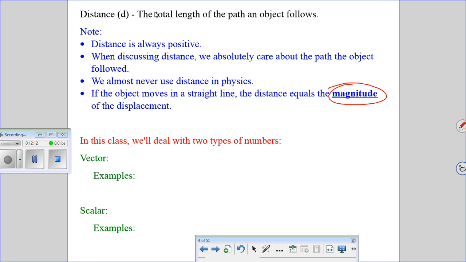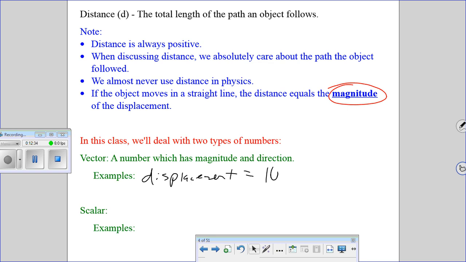Okay, which brings us to this next idea. In this class, we're going to deal with two different types of numbers. So let me just show you what the two are. A vector is a number that has both magnitude and direction. So examples are displacement, right? You can say your displacement is 10 miles south. Or for us, since we're doing one-dimensional motion, you could just say negative 10 miles, right? But the idea is that negative sign, or the word south, indicates direction.